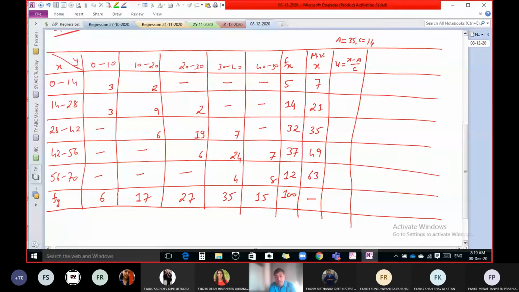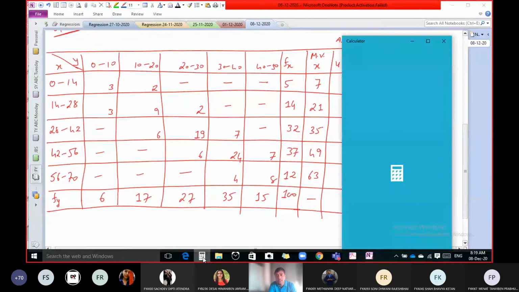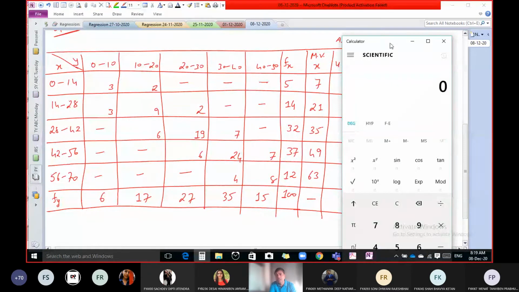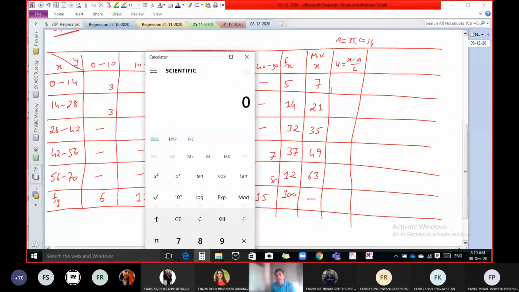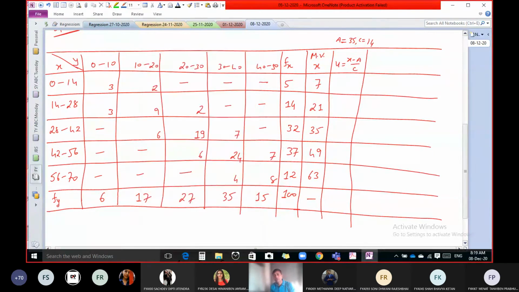Now do the simple calculation. 7 minus 35 divided by 14. Very simple calculation. 7 minus 35 divided by 14, we get minus 2. So here we have minus 2. Now 21 minus 35, that is minus 14, divided by 14, we get minus 1. Here we get 0, here we get 1, here we get 2. No need to find the total of this also.